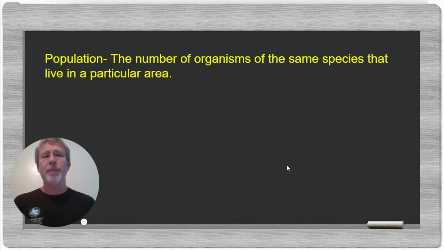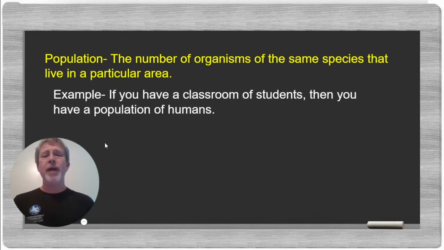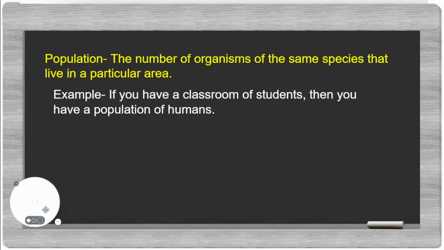Now we'll dive into the meat of today's lesson. And it's not that bad. It's two vocabulary words. So our first word is population. When you hear the word population, you think about a bunch of people. What is the population of that group in Virginia? Number of people. But in science terms, we're talking about the number of organisms of the same species that live in a particular area. So, an example: if you have a classroom of students, then you have a population of humans.